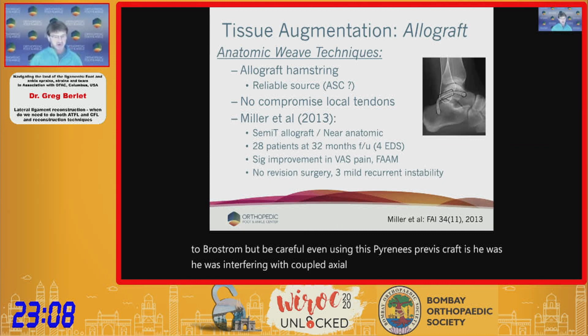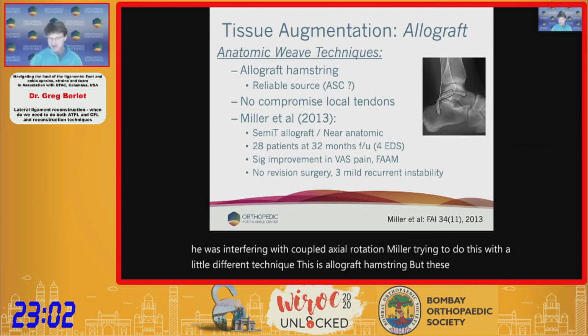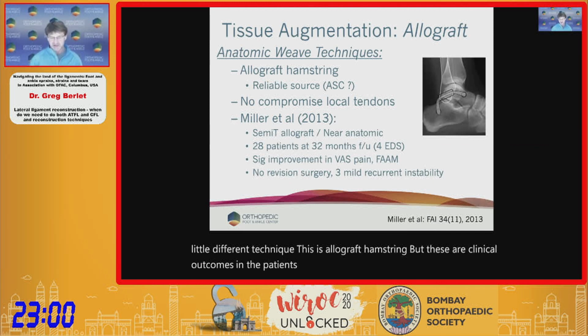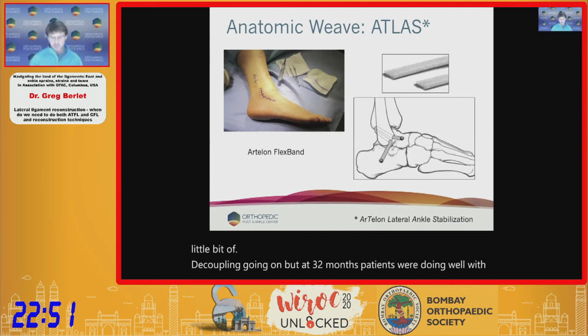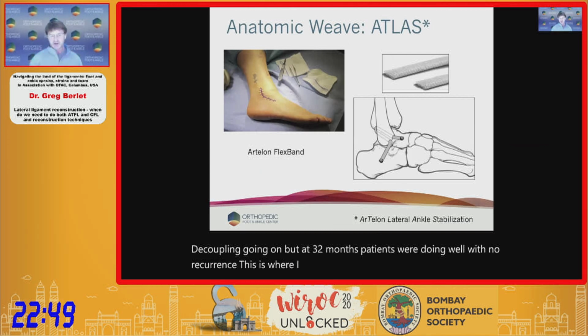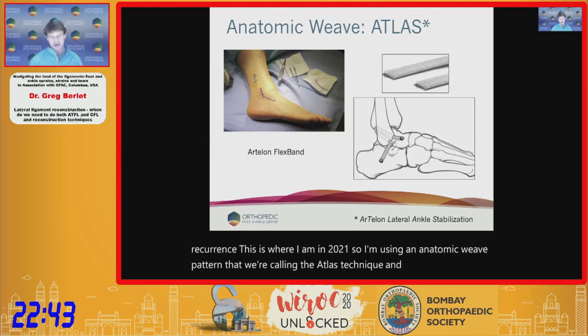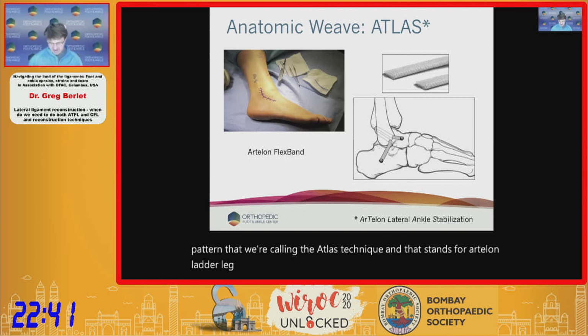Miller tried to do this with a little different technique. This is an allograft hamstring, but these are clinical outcomes, and the patients did well. So maybe there's a little bit of decoupling going on, but at 32 months, patients were doing well with no recurrence. This is where I am in 2021. So I'm using an anatomic weave pattern that we're calling the Atlas technique, and that stands for Artelon lateral ankle stabilization. And we're going to use it in this type of a technique.